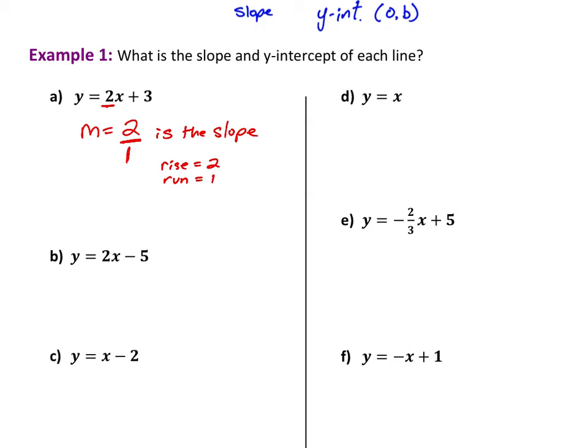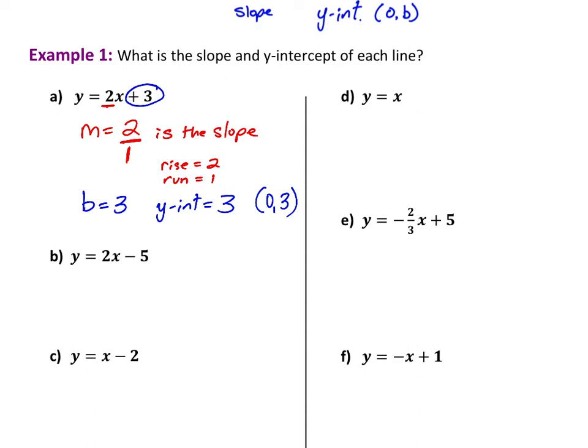So for every 2 spaces it'll go up, and then it'll go to the right 1, and then that's the next point on the graph. For the b value here, we have to look at the sign of the constant term in the equation because that tells us the sign of the y-intercept. So the b value is positive 3 here, and we would then say that the y-intercept is equal to positive 3. So that actually gives us a point on the graph. (0, 3) is a point on this graph.